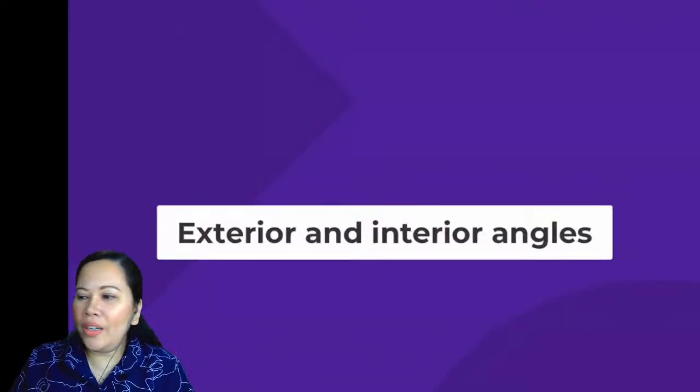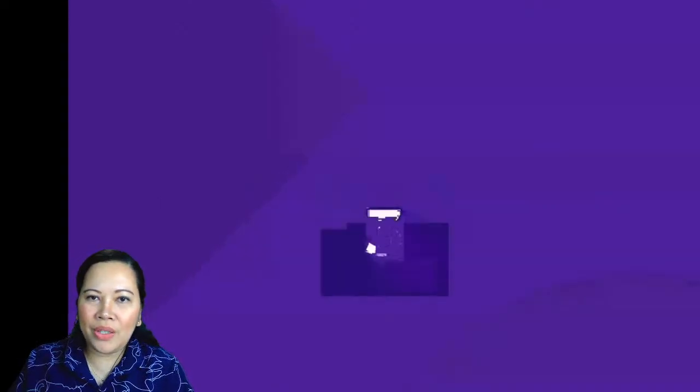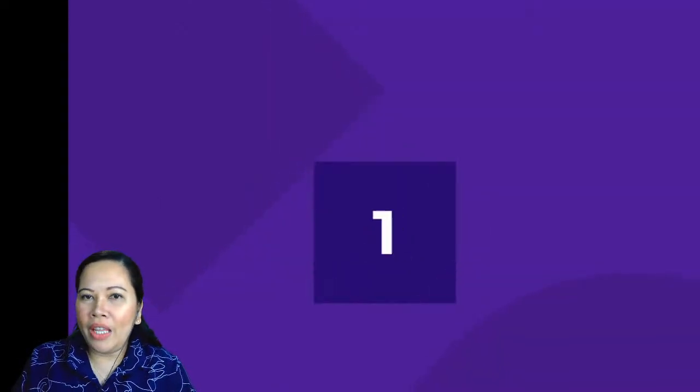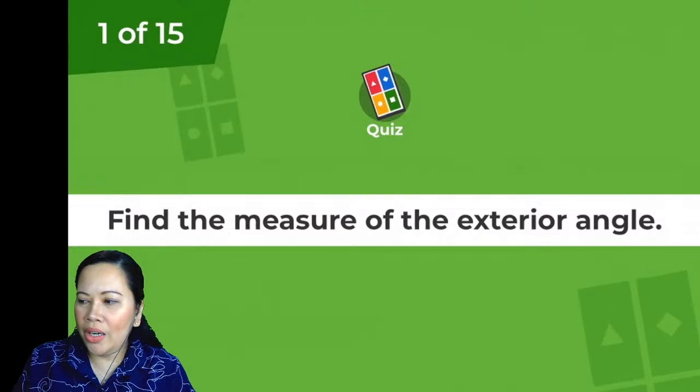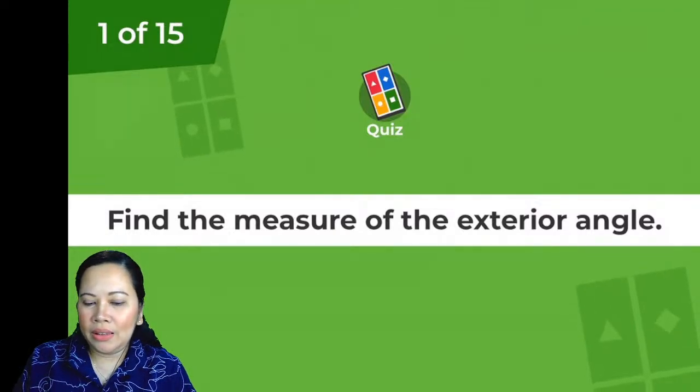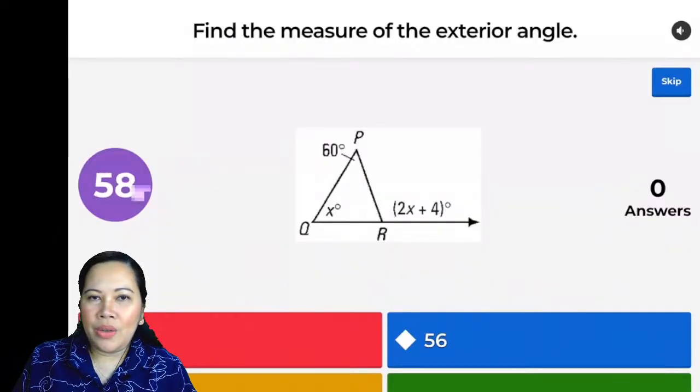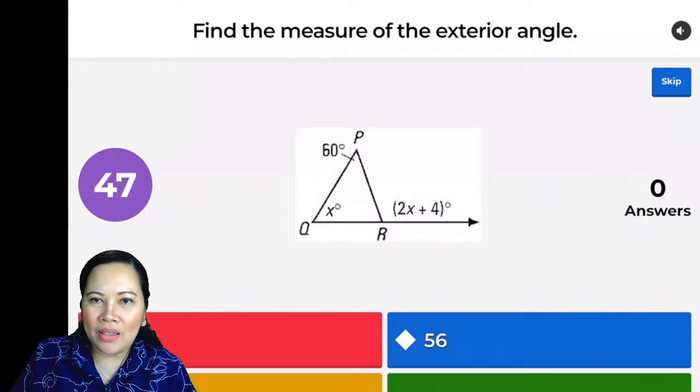Exterior and interior angles. The first question we have here would be, find the measure of the exterior angle. So you have 60, and you have an x, and you have a 2x plus 4 on the outside. Oh, sorry, you can't see that.